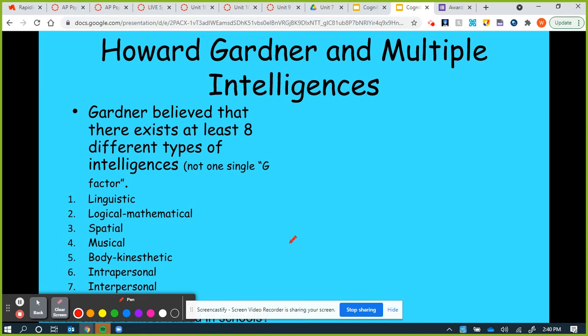Intrapersonal, right, which would be being good with other people. Interpersonal is having a high emotional intelligence about yourself, like understanding yourself. And then 8 is naturalistic, which is like having a high intelligence in things with nature. So like Bear Grylls would have high naturalistic intelligence.